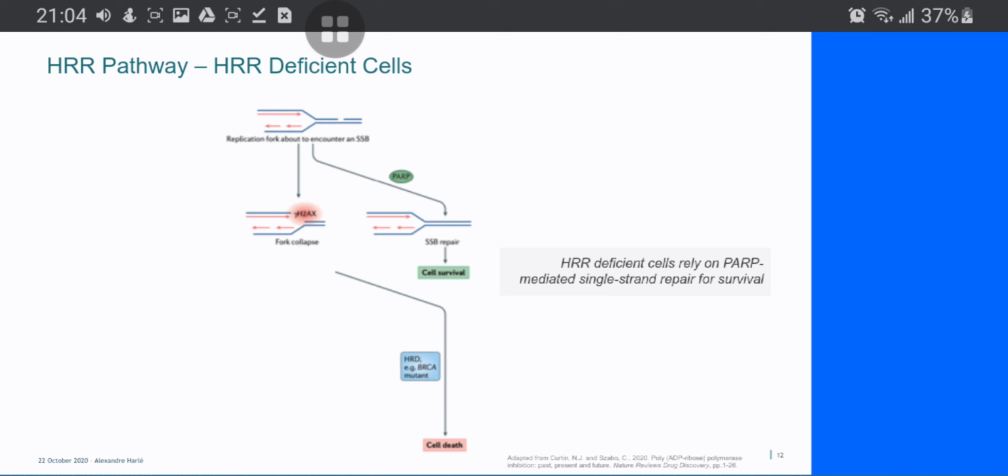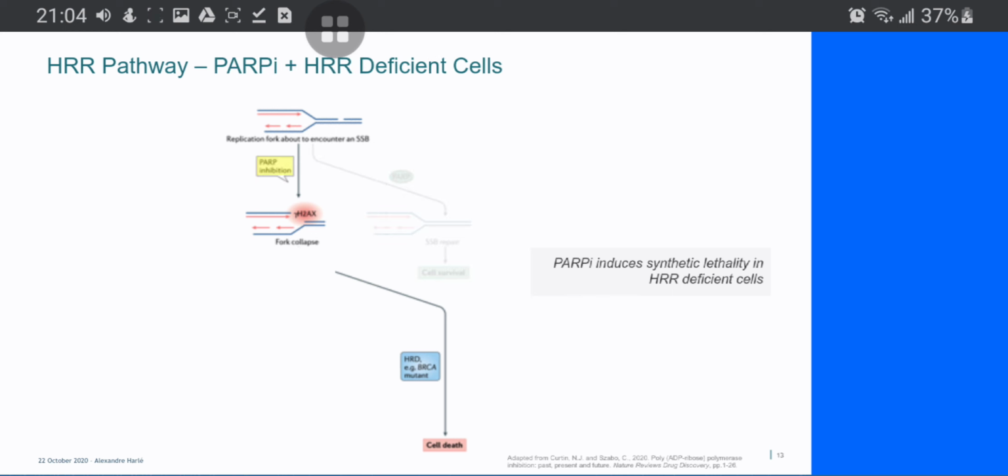For cells with HRR deficiency, if you are also using PARP inhibitors, then the cell will not be able to fix the alteration anymore. And in this case, the cell won't be able to fix the alteration, and so it will lead to cell death. So that's what we call synthetic lethality in HRR deficient cells.